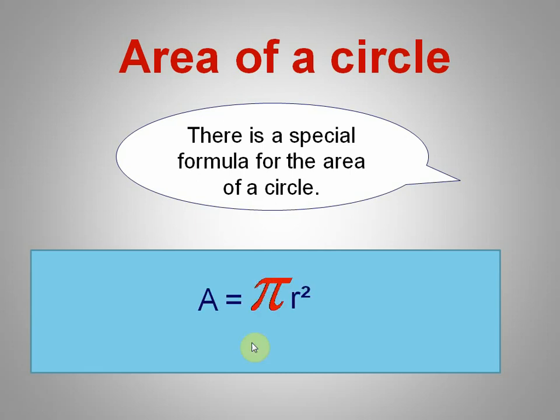So the formula is A equals pi r squared. Pi is the same as in the circumference formula, which is 3.142 or 22/7, and r is the radius. So r squared times pi is called the area of the circle.